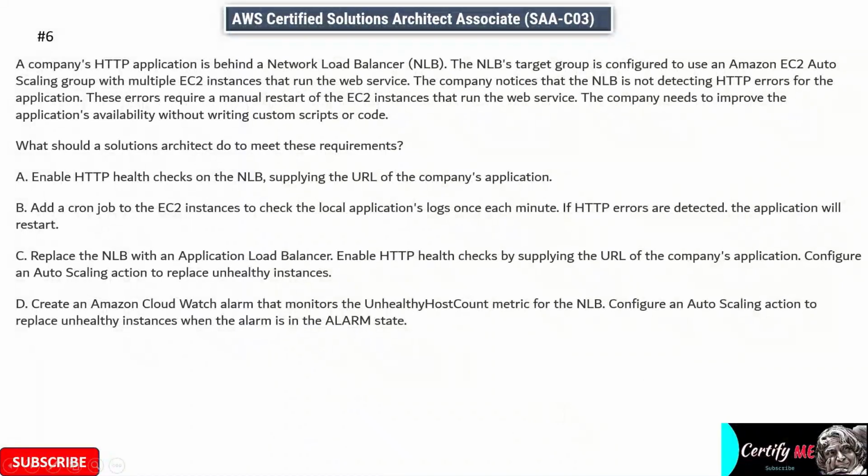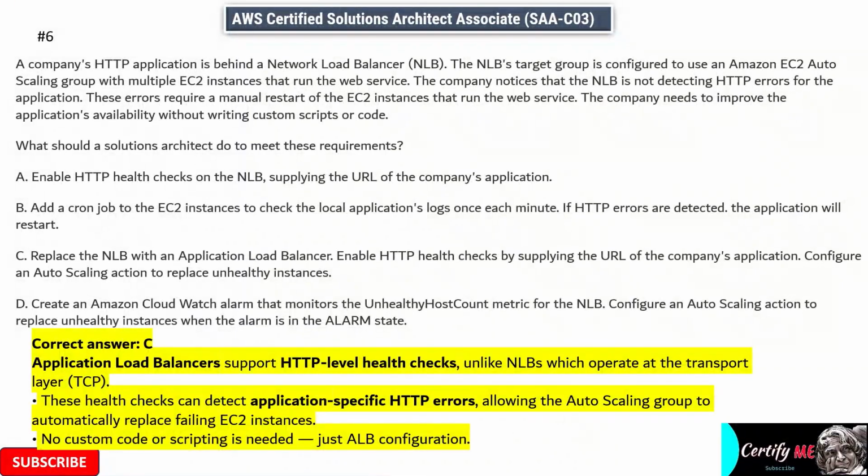The correct answer for this question is option C. Application Load Balancers support HTTP-level health checks, unlike NLBs, which operate at the transport layer. These health checks can detect application-specific HTTP errors, allowing the Auto Scaling group to automatically replace failing EC2 instances. No custom code or scripting is needed, just ALB configuration.